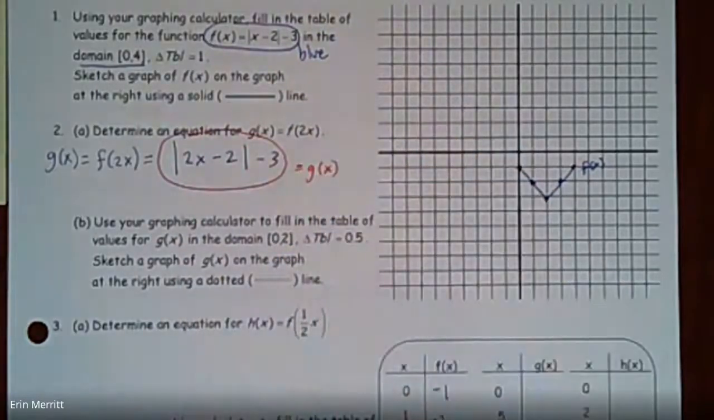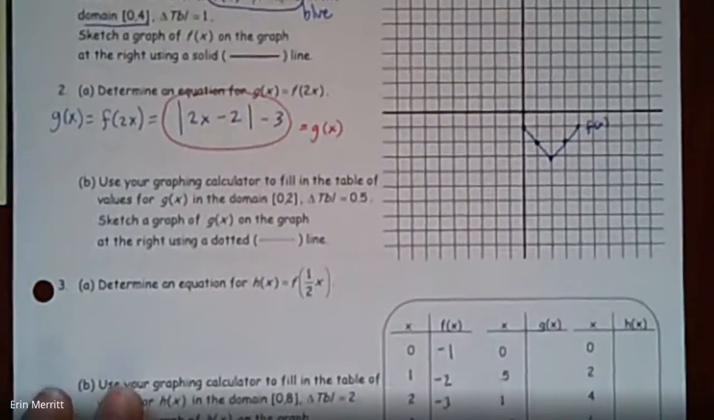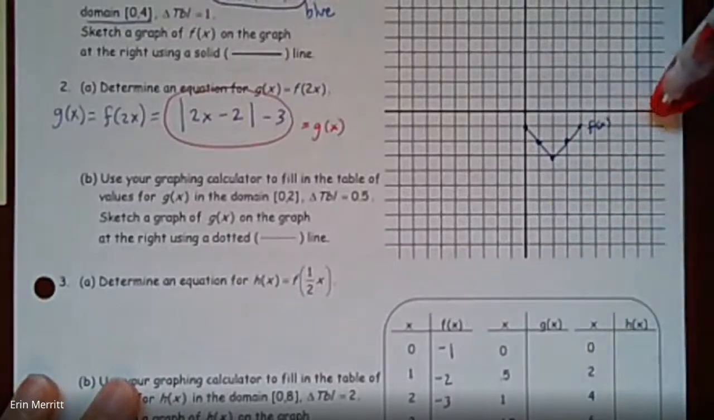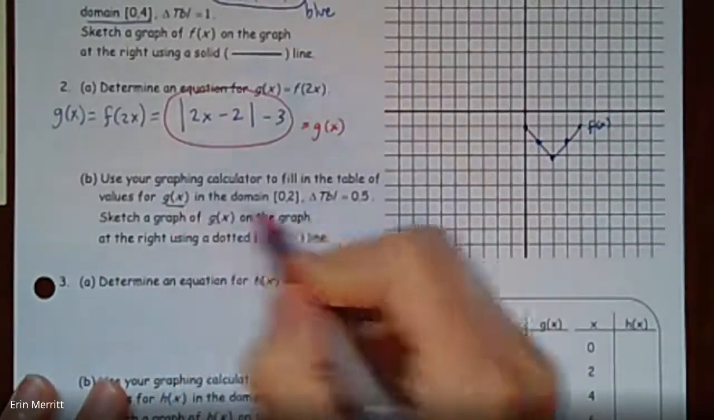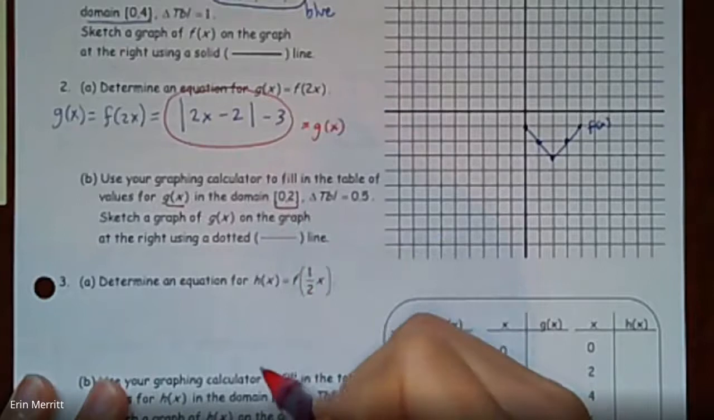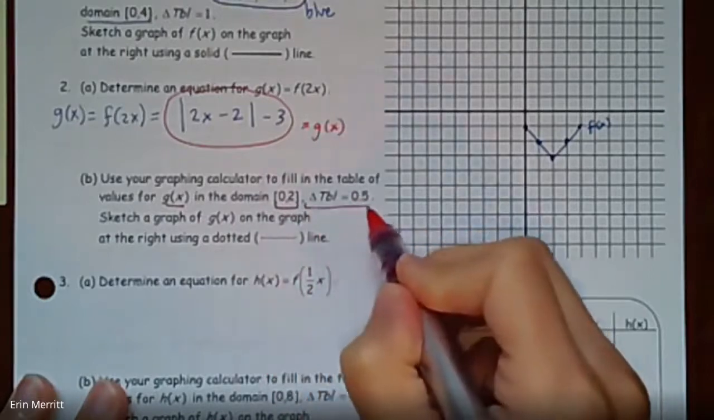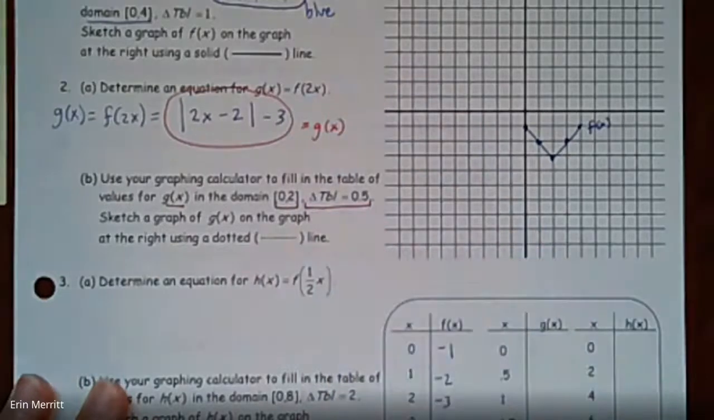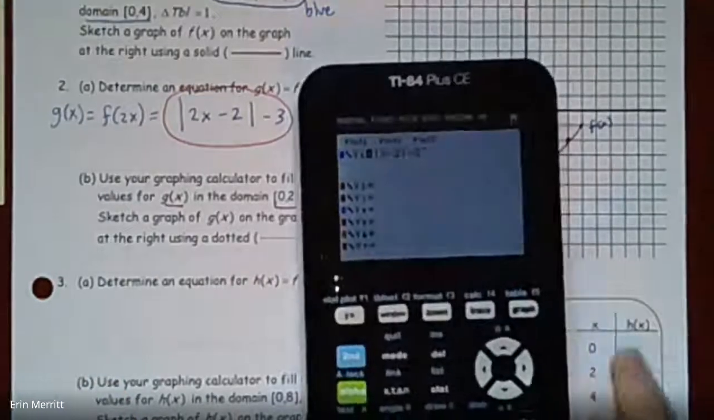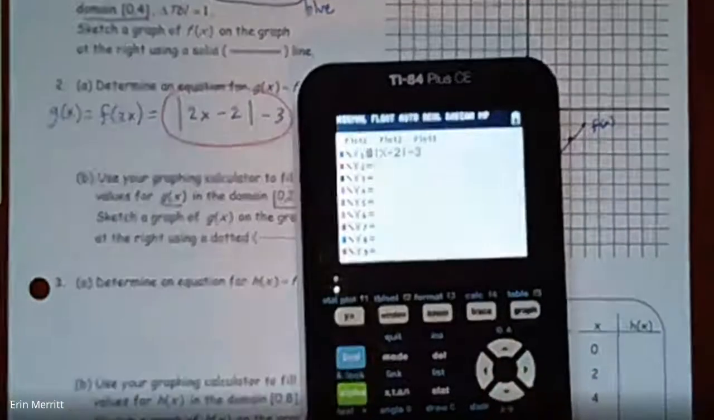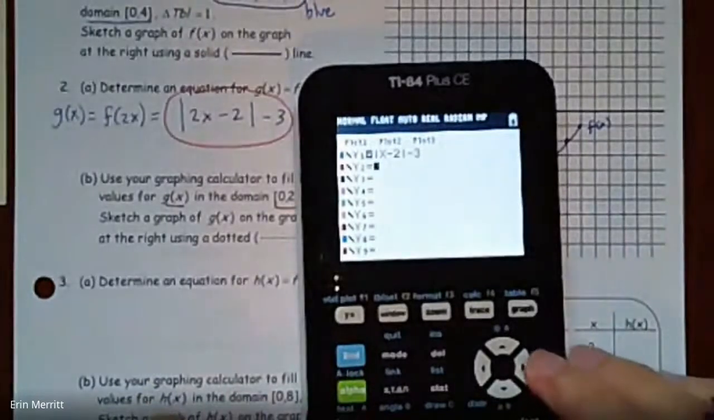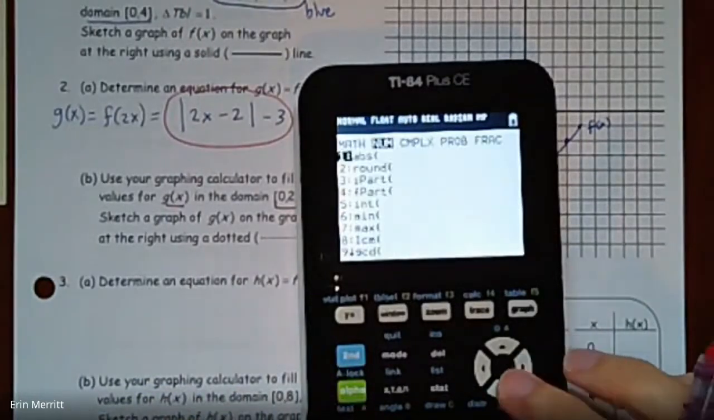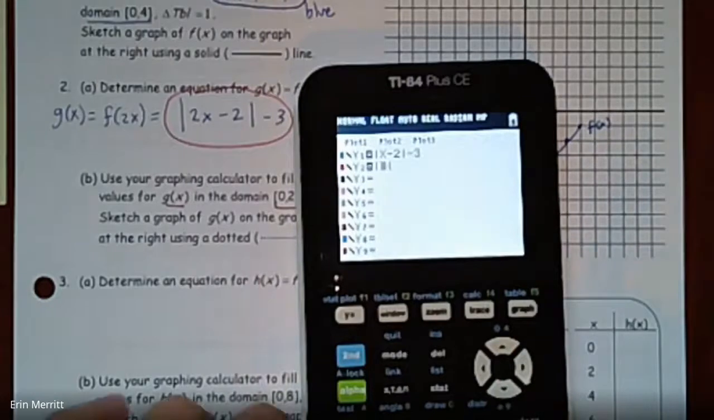So if I put that into the calculator, it does stipulate that you're going to do something a little different here. For g of x, you're going to graph it for the domain from 0 to 2, and you have to change the window so that the change in values goes up by 0.5. So let me show that here. Into y2, I'm going to put the function. Remember, it's math and then over to absolute value. And then I'm going to put in 2x minus 2, and then outside of that, minus 3.